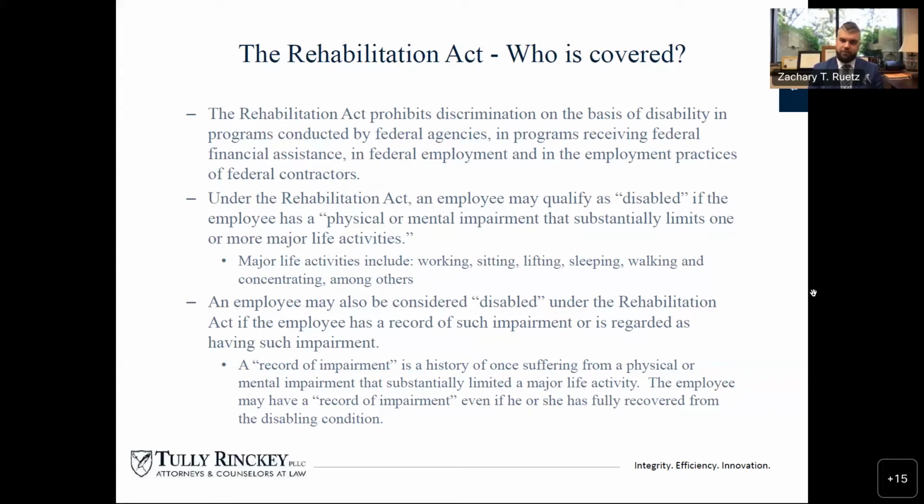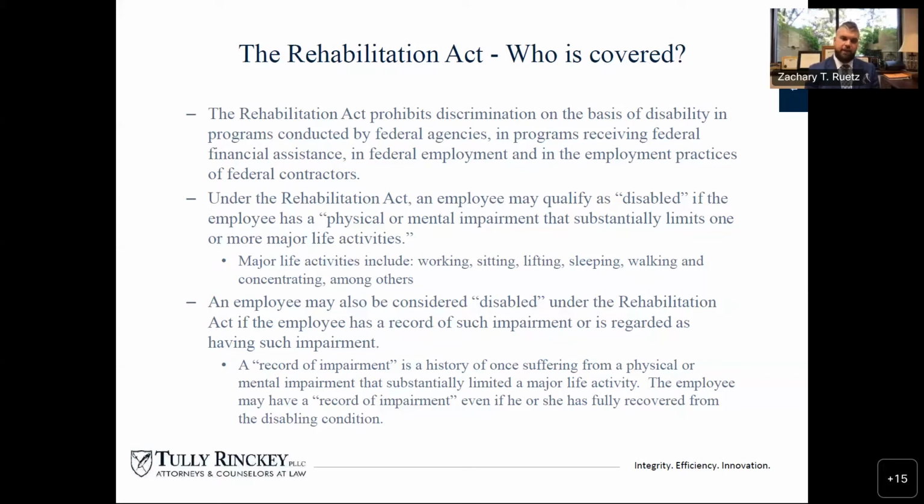Under the Rehabilitation Act, which is called the Rehab Act, an employee may qualify as disabled if the employee has a physical or mental impairment that substantially limits one or more of their major life activities. And what is a major life activity? It's a wide range of things. We've listed a few here, can include working, sitting, lifting things, sleeping, walking, concentrating. There are very long lists, and they apply specifically to each impairment.